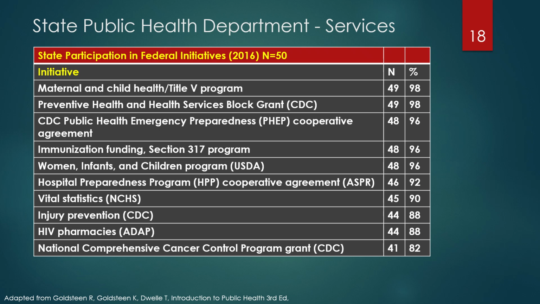96% participate in the CDC Public Health Emergency Preparedness Cooperative Agreement, Immunization Funding Section 317, and the USDA Women, Infants, and Children WIC programs. Participation in the other 5 programs listed range from 82 to 92%. The main point is that federal initiatives like these provide important impetus and resources for state public health departments.